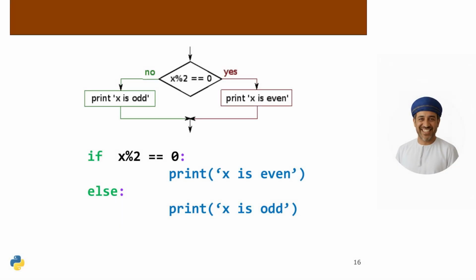To determine if a number is even or odd, use the if statement. If x modulo 2 equals 0, print x is even. Otherwise, the else statement executes, printing x is odd. This checks the remainder when x is divided by 2, indicating evenness or oddness.